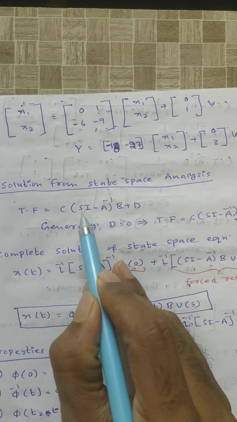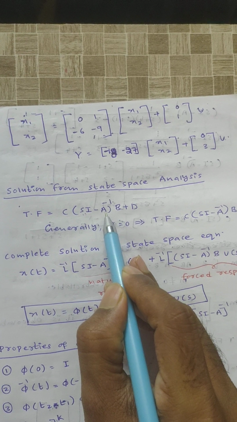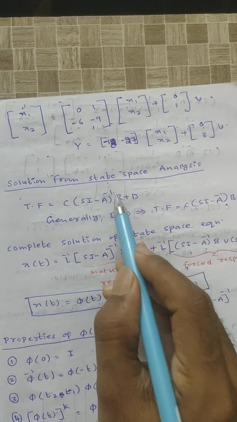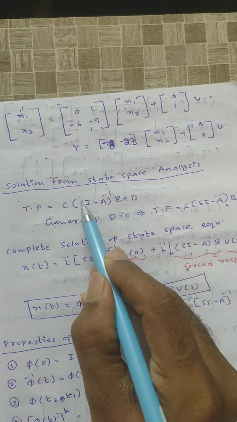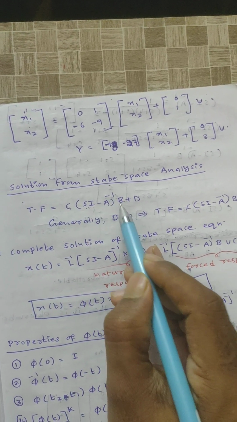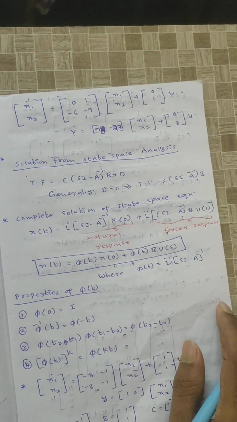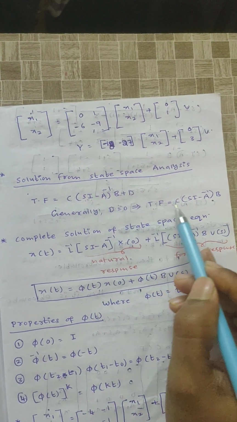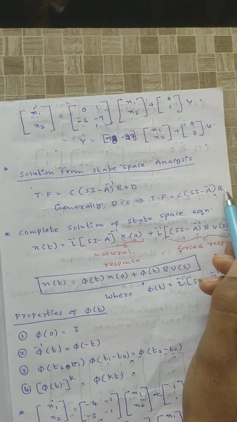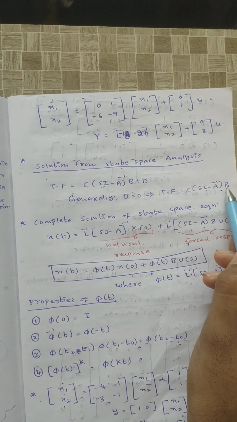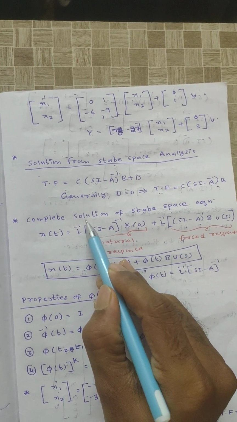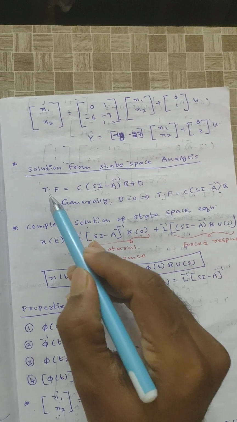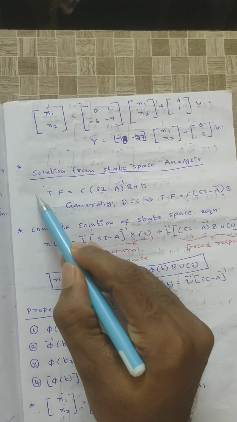First we need to find sI minus A, where I is the identity matrix. Then sI minus A whole inverse. Then C into sI minus A whole inverse into B plus D. Generally this disturbance value D will be 0. Then the transfer function is C into sI minus A whole inverse into B. If we want to find the transfer function, we need to use this formula.